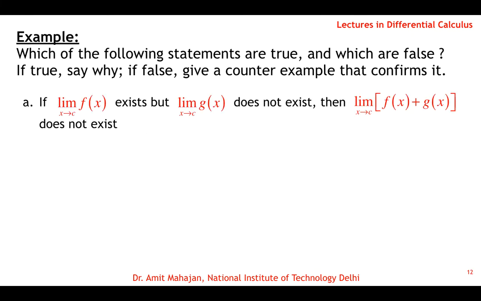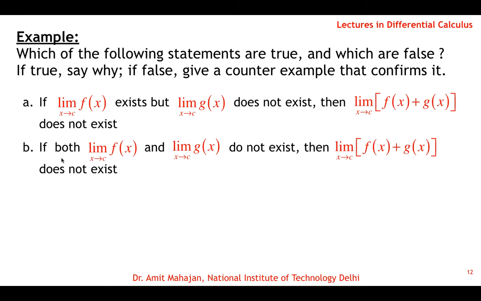Okay, so now we'll close this with a few examples where you can think about these statements, whether they are true or not. If they are true, then say why they are true, and if false, then give a counterexample that confirms that yes, they are false. Okay, so one statement says that if the limit of f(x) exists as x tends to c, but the limit of g(x) does not exist as x approaches c, then the limit of the sum at c does not exist. Okay, so that's one question.